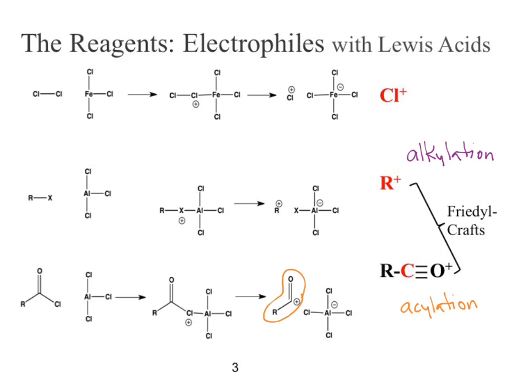Okay? So we've got these two possibilities for our alkylations and acylations. There's some interesting differences in the chemistry. Which of these is going to generate a more stable positive? Alkylation or acylation?